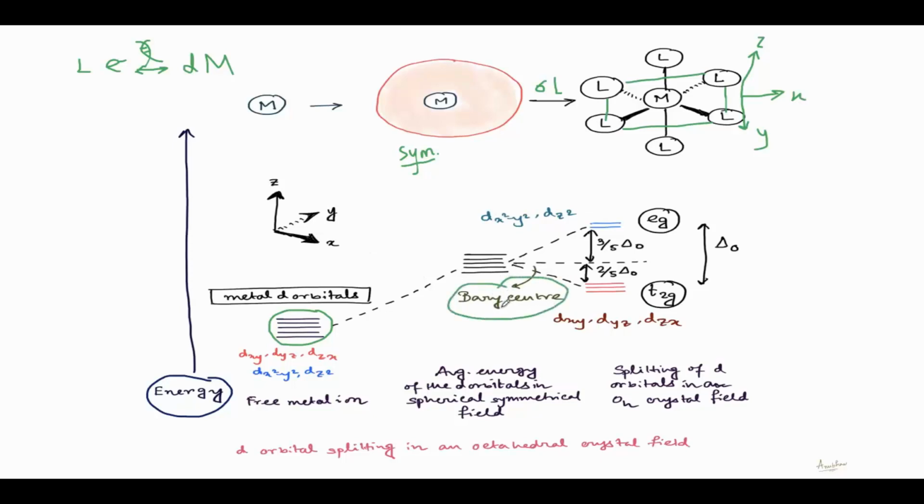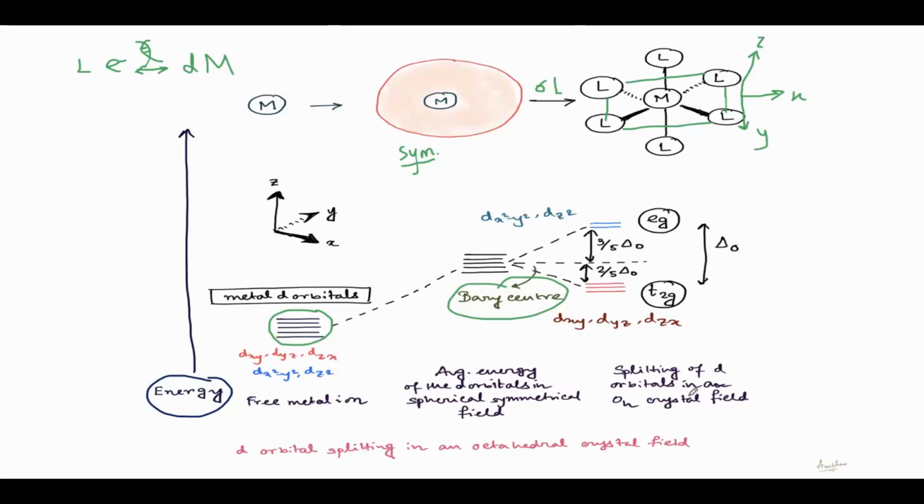Now, with respect to this barycenter, when the ligands come closer to the metal atom and experience repulsion from the metal d orbitals, the orbitals' energy will be split. Then the splitting of the d orbitals will happen. You can see over here the average energy of the d orbitals in a spherically symmetrical field, and here the splitting of the d orbitals has happened in the octahedral field. Now this splitting is quite interesting to notice.